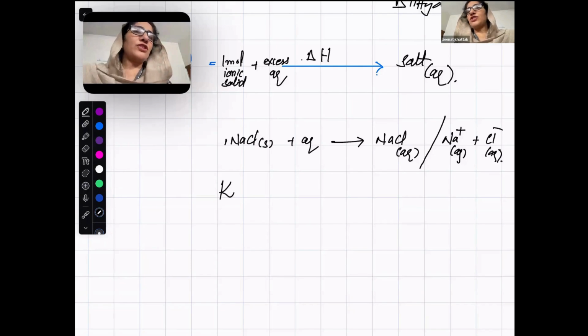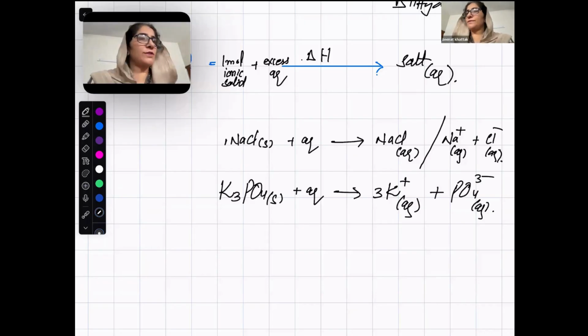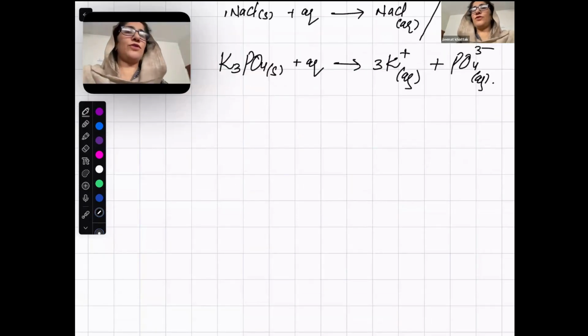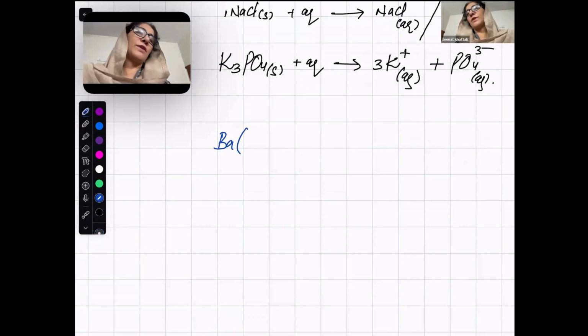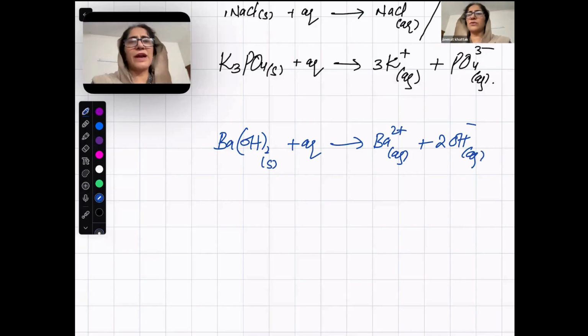Suppose you have potassium phosphate solid, it gives 3 potassium and phosphate. Suppose you have barium hydroxide solid. The barium separate, the hydroxide separate. Or you can just write barium hydroxide aqueous, right?